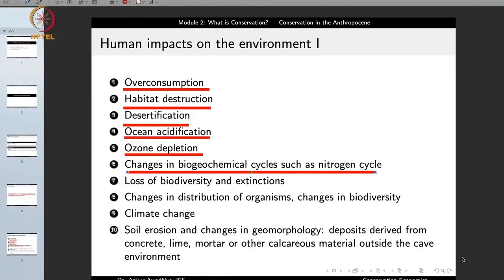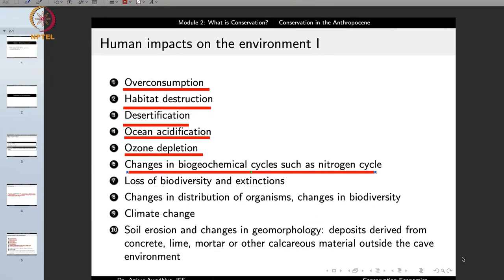We call it eutrophication of the water body, which is the adding up of nutrients into the water body, and this has a very drastic and dramatic effect on the water body. So changes in the biogeochemical cycle, such as the nitrogen cycle, through the use of mostly fertilizers is also a major human impact that was not present before the Anthropocene.